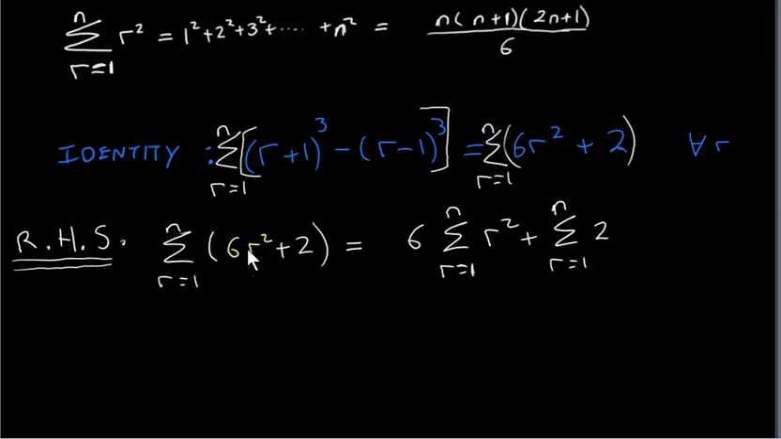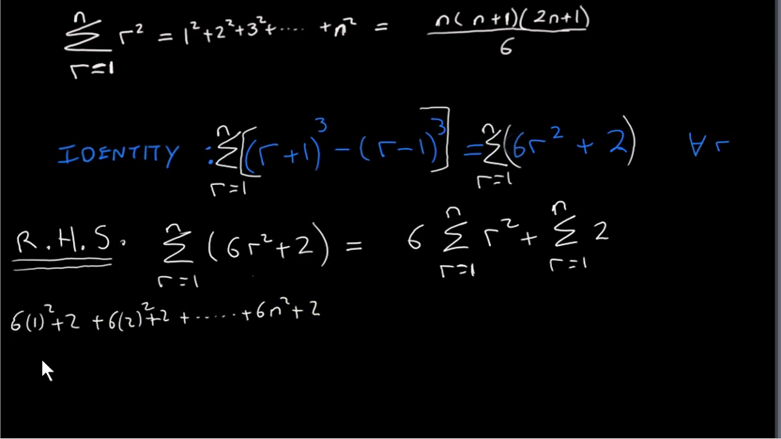So if we start with 1, we get 6 times 1 squared plus 2. That's for r equals 1. Then we put in r equals 2. So the next term is going to be 6 times 2 squared plus 2. And we keep going until we get to the last term, which is n. So we get 6 times n squared plus 2. But you see, we can write this in any order we like because we're just adding things.